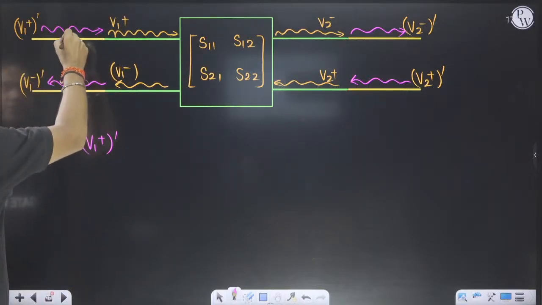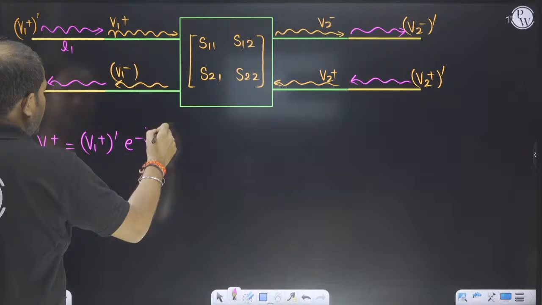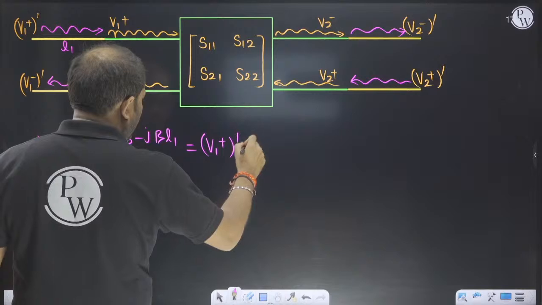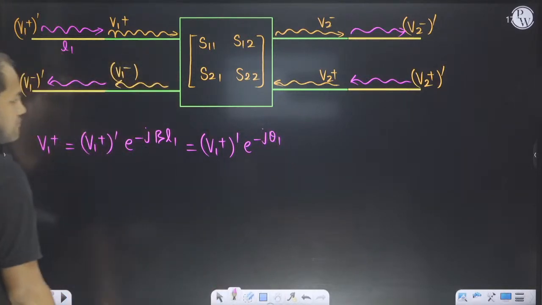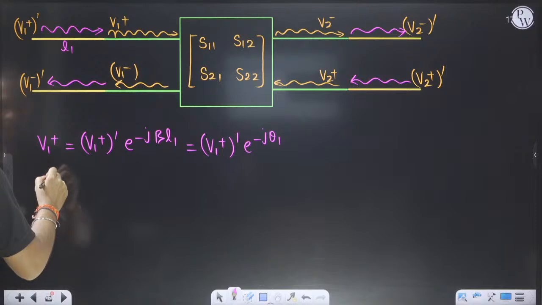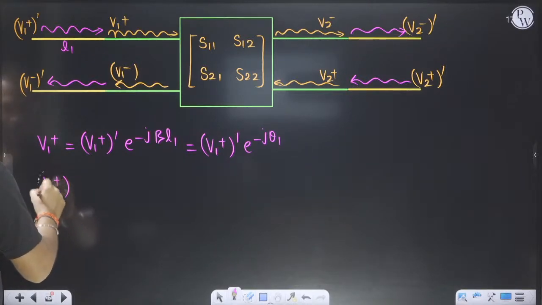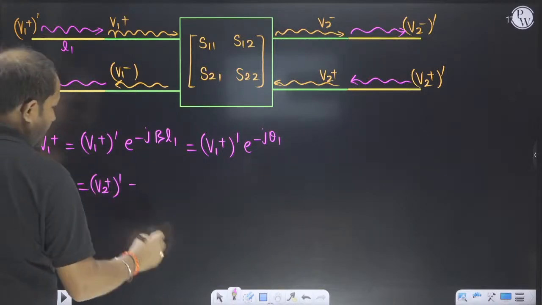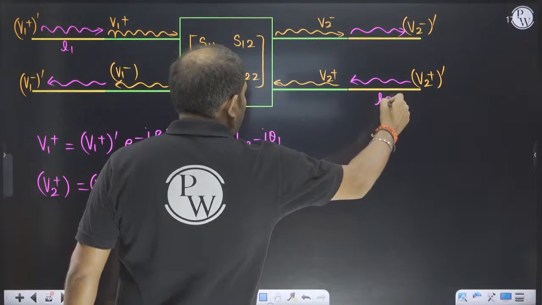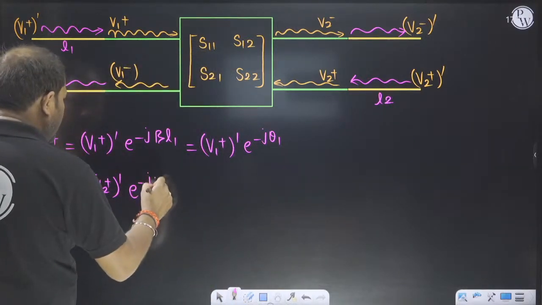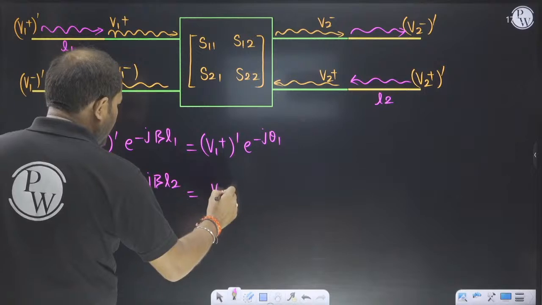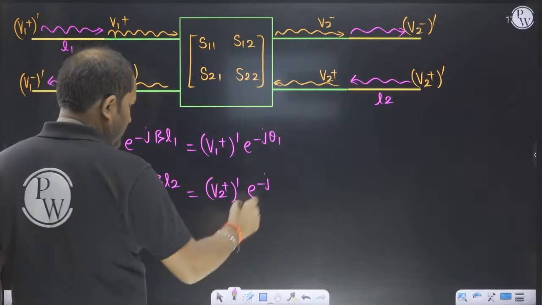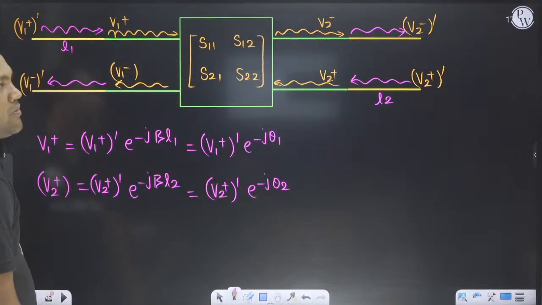How much distance is it traveling? L1 distance, so it is j beta L1. So I can write V1 plus equals V1 plus dash e to the power minus j theta 1. Next, V2 plus will be obtained from V2 plus dash, traveling the distance L2. So e to the power minus j beta L2. So V2 plus equals V2 plus dash e to the power minus j theta 2.